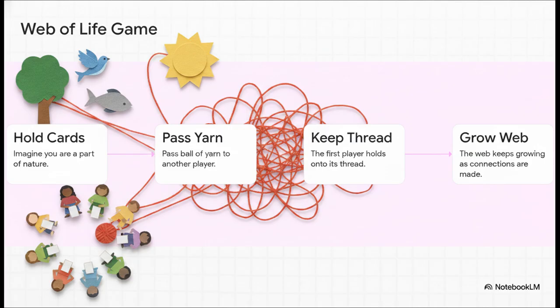The tree holds a ball of yarn and tosses it to the bird because trees give birds a home. Then the yarn goes to the river, which supports the fish. You keep tossing the yarn around, holding onto your piece of the thread, until a giant, beautifully tangled web is formed right in the middle of the circle.